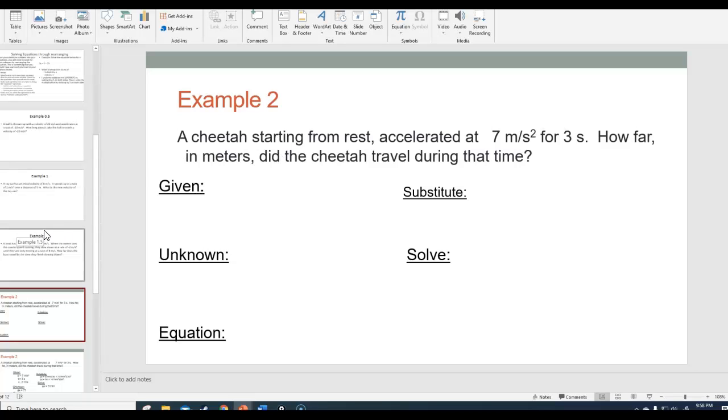Okay, so I want you to pause it here and try to do example 2 on your own. Okay, remember, start with finding the givens and the unknowns. And I will give you a big hint. One of the givens is not explicitly given, okay, but it's given to you in context clues. Okay, so see if you can figure out example 2. Pause it here and try example 2 on your own.